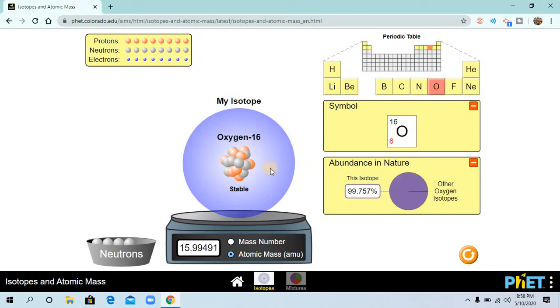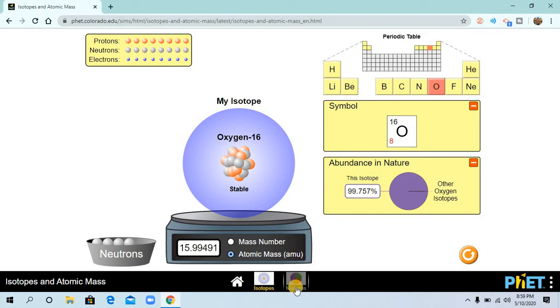Let's try with oxygen. You can go with oxygen, check the symbols and check the abundances in nature. By doing this, you will understand that in the case of isotopes, the atomic number is the same as the number of protons and the number of electrons. You are not changing that. What you are adding is the neutrons, the number of neutrons. So isotopes only differ in atomic mass, but not in atomic number. I hope you guys are clear about these things.